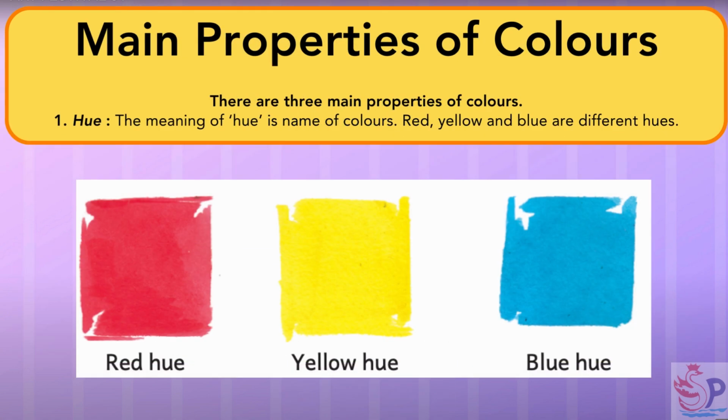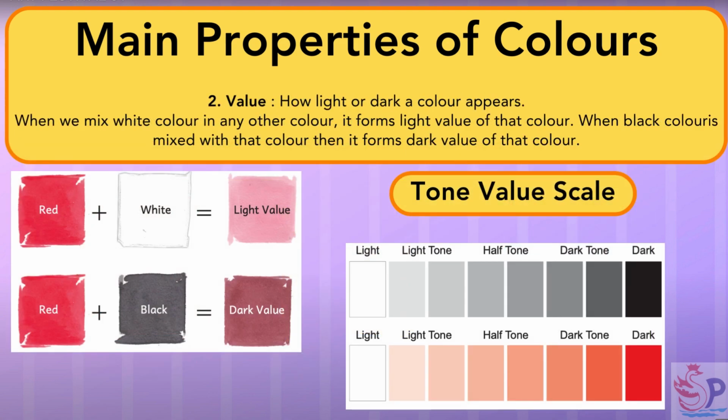Main properties of colors. There are three main properties of colors. One, hue. The meaning of hue is the name of colors. Red, yellow and blue are different hues. Two, value. How light or dark a color appears. When we mix white in any other color, it forms a light value of that color. When black is mixed with that color, it forms a dark value of that color.